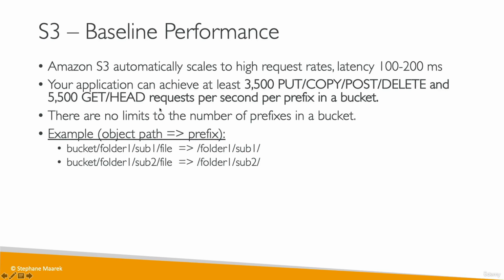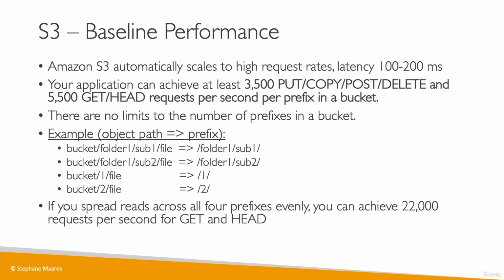Now, if we have another folder, folder 1 and then sub 2, the prefix is anything between bucket and file, so /folder1/sub2. And so we also get 3,500 PUTs and 5,500 GETs for that one prefix. And so on. So if I have 1 and 2, we have different prefixes. And so it's easy now to understand what a prefix is, and the rule of 3,500 PUTs and 5,500 GETs per second per prefix in a bucket. So that means that if you spread reads across all the 4 prefixes above evenly, you can achieve 22,000 requests per second for HEAD and GET.